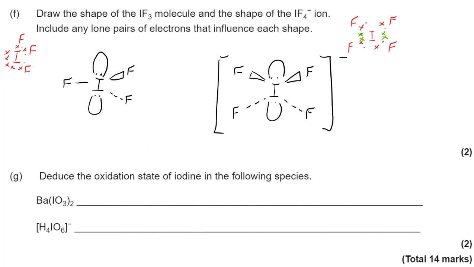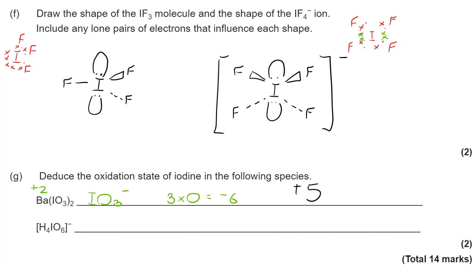And then deducing the oxidation state of iodine in the following species, Ba(IO3)2, well, we know that Ba is +2, so each IO3 is a -1. Within that IO3-, the oxygens contribute -6, so the iodine has an oxidation state of +5.